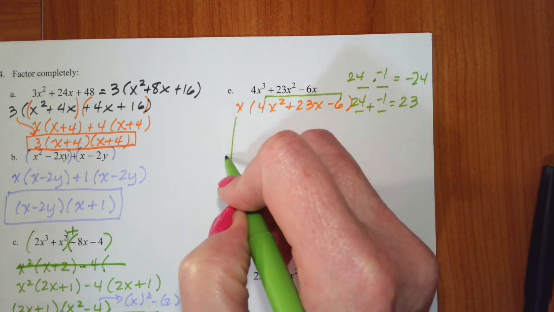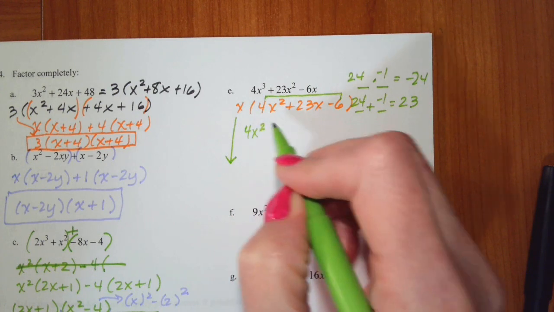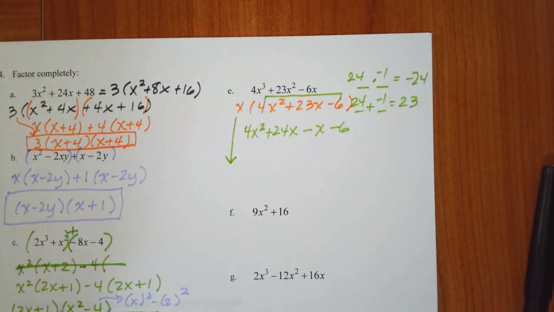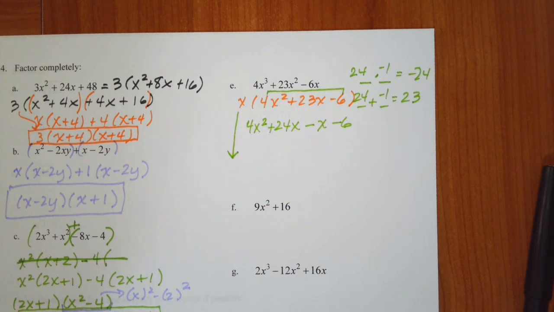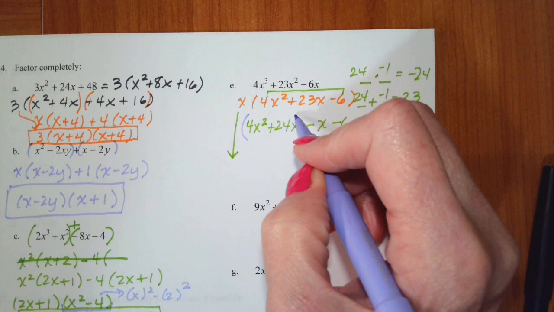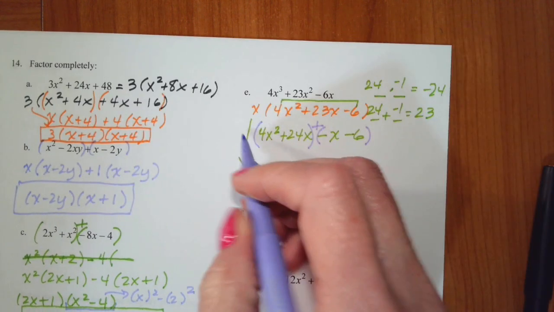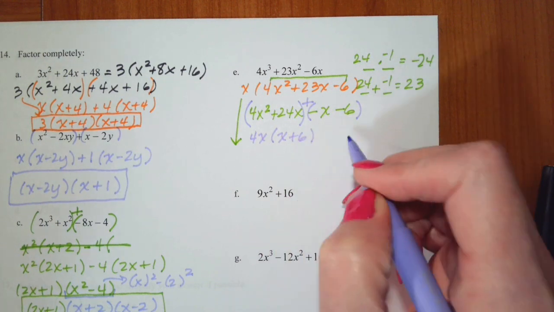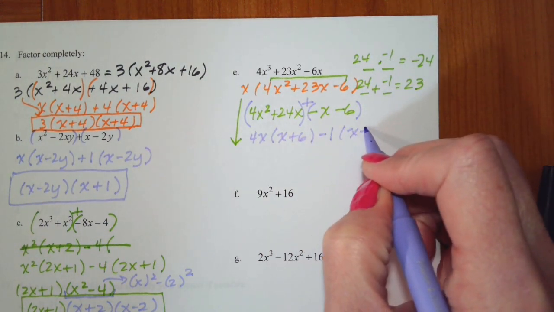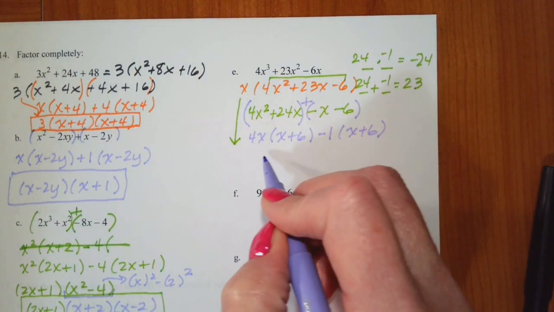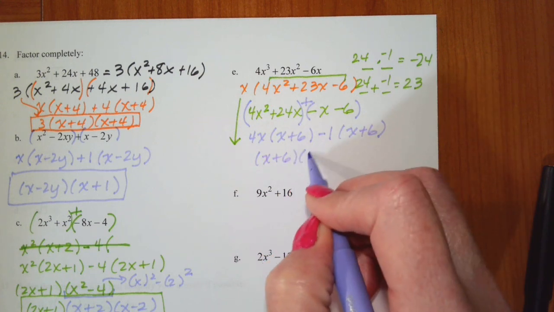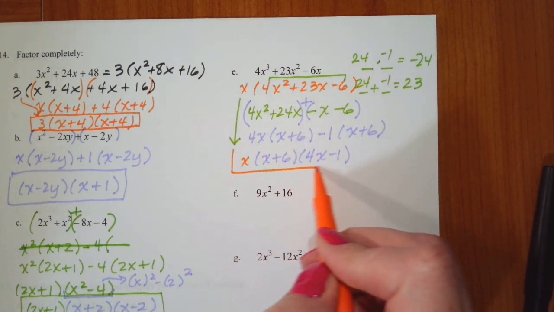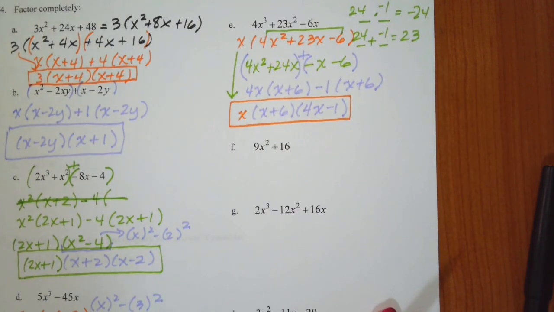I'm going to put the x aside to include in my final answer. So this becomes 4x squared plus 24x minus x minus 6. I can group this now, remembering that it has to be plus. My greatest common factor here is 4x, and I'm left with x plus 6. Then I have to figure out the negative, negative 1 times x plus 6. I now have a common binomial factor of x plus 6. My GCFs are 4x minus 1. Include my x in my final answer. And there you have it.